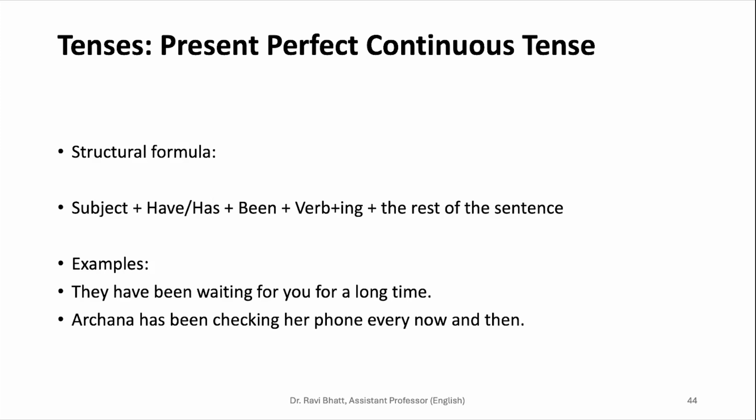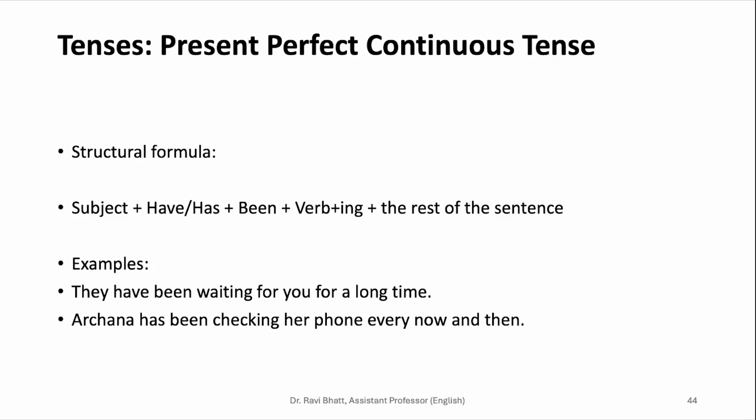Now, let's move on to the last variations, that is present perfect continuous. Okay. Now, present perfect continuous, basically what does this tell us? Now, this tells us about an action that had started in the past and that is still going on while I'm speaking to you. Okay. Now, the structural formula is subject plus have/has plus been plus verb-ing form plus rest of the sentence.